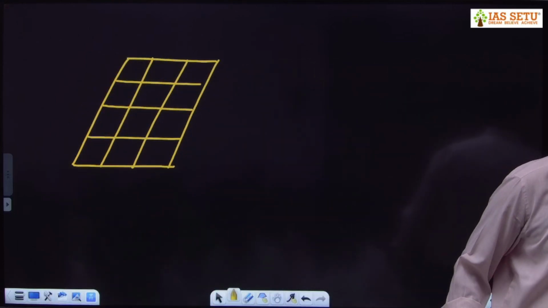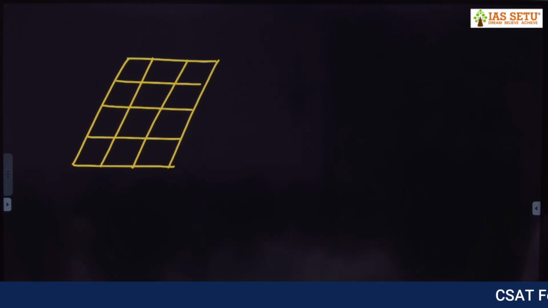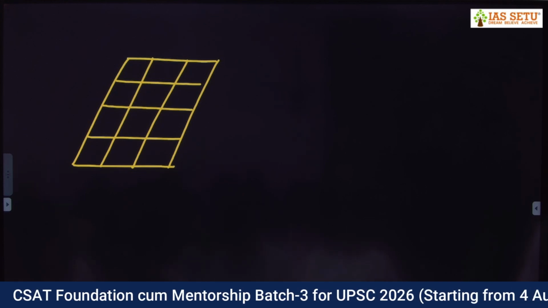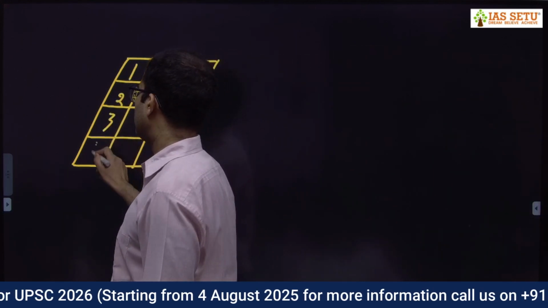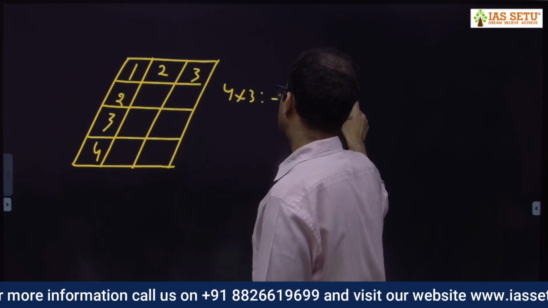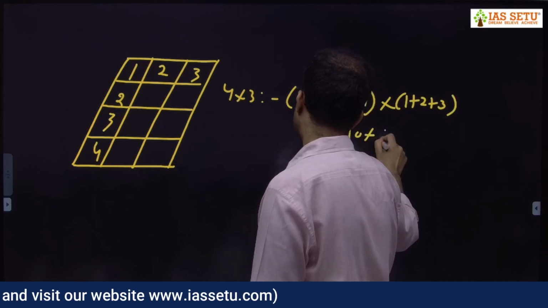Take your time, count number of parallelograms in the given figure and keep the answer with yourself. Done. This given figure is 4 by 3. 1 2 3 4, 1 2 3, so 4 by 3, bracket start 1 plus 2 plus 3 plus 4, second bracket start 1 plus 2 plus 3, this is 10 into 6, 60.